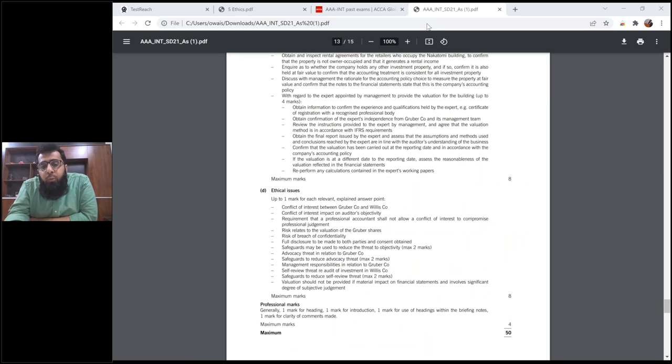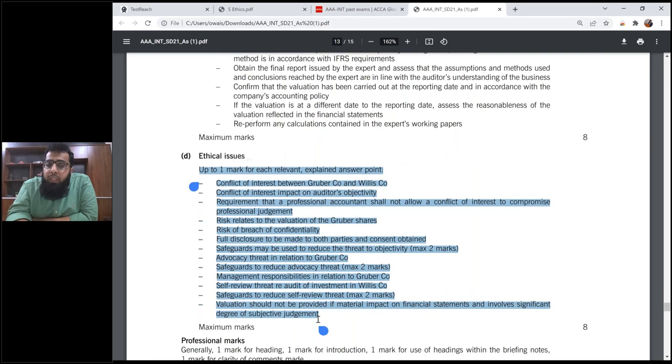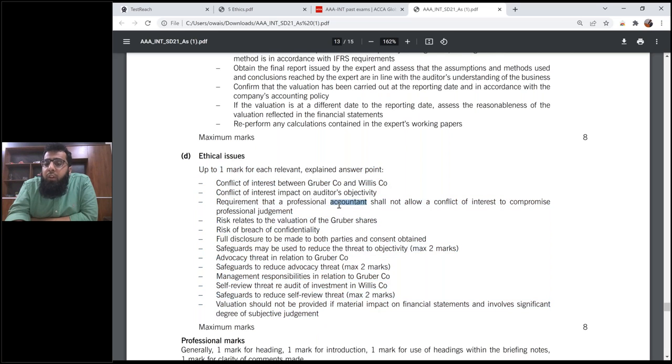Conflict of interest between Gruber Company and Willis Company. Conflict of interest impacts the auditor's objectivity. Requirement that a professional accountant shall not allow conflict of interest to compromise professional judgment. Risk relates to valuation of Gruber company shares. Risk of breach of confidentiality. Full disclosure to be made.